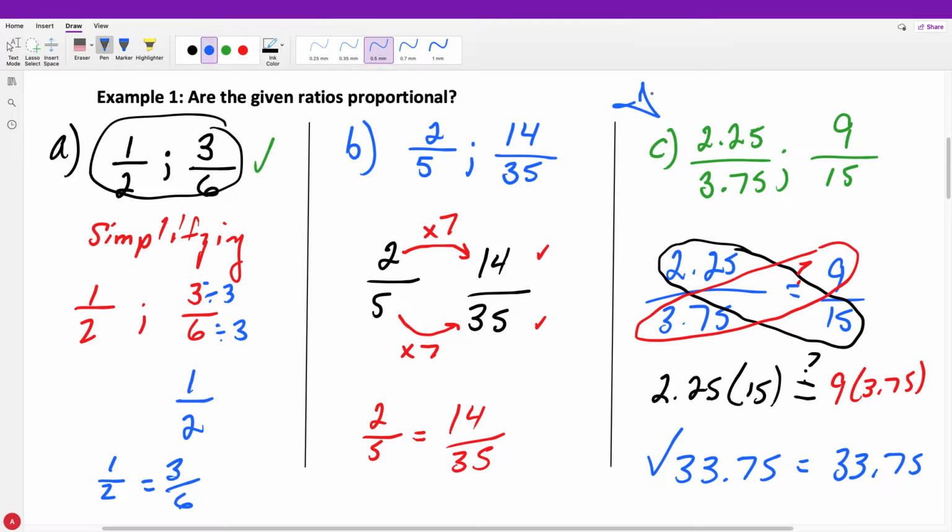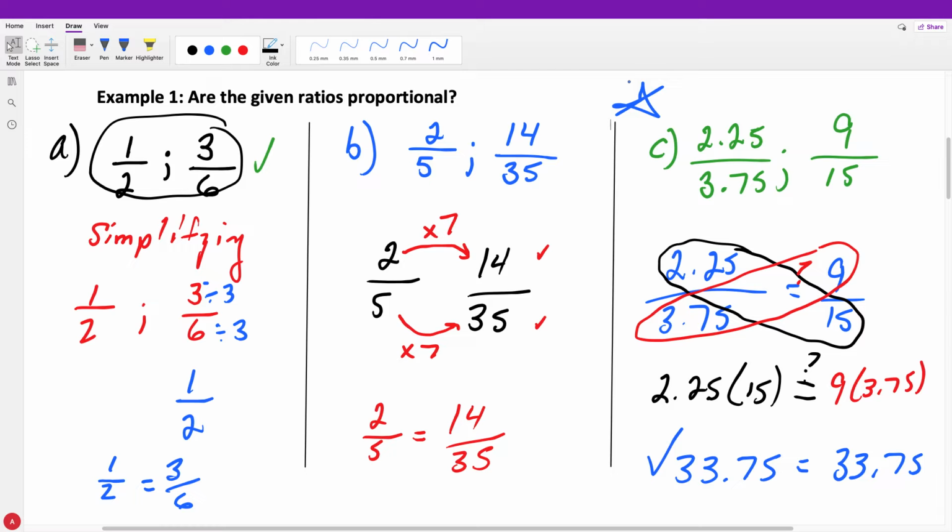Any one of these methods will work. Like I said, this is one that you'll probably be using more times than not. But even when we go to solve some of our proportions later on and word problems later on, you can use any of these methods to solve.